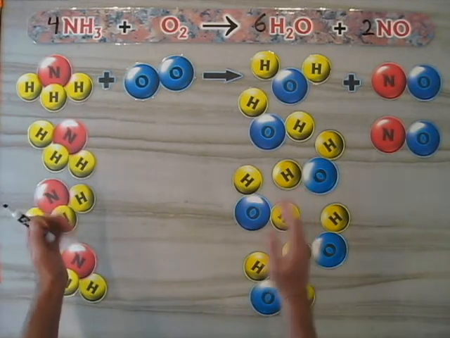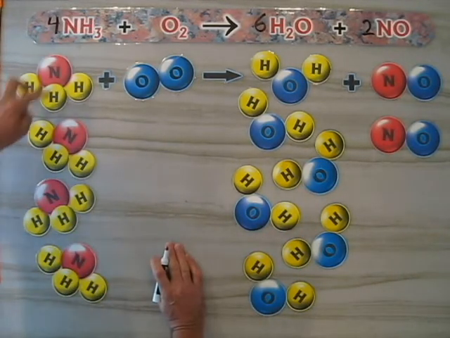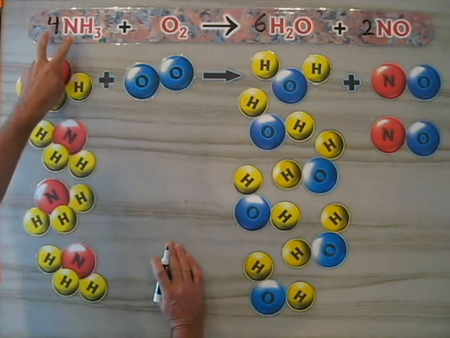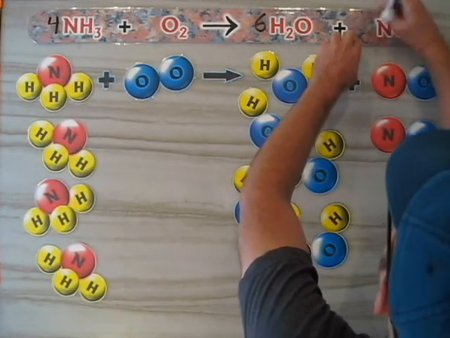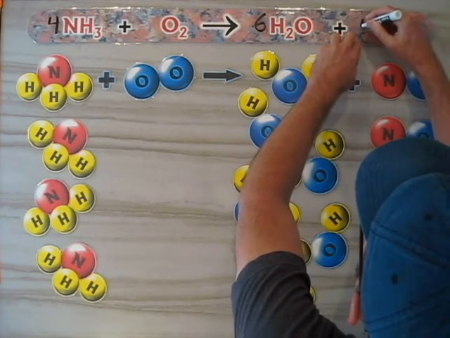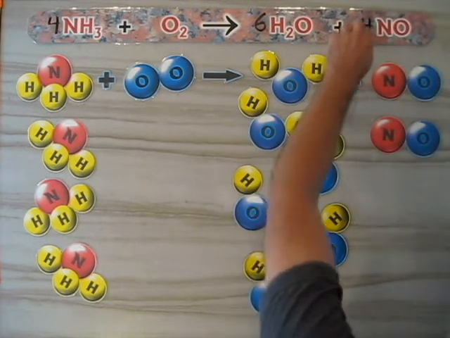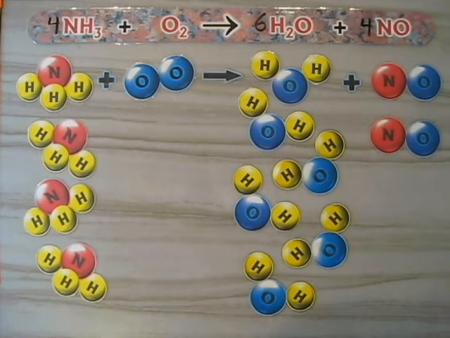Hydrogen is balanced. Oh wait, look what we just did. We just threw off the nitrogen. So now nitrogen is 4. How can I make this 4 nitrogen? Change this to a 4. Notice why you want to be able to erase your numbers, right? You want to balance with a pencil or with a dry erase marker.